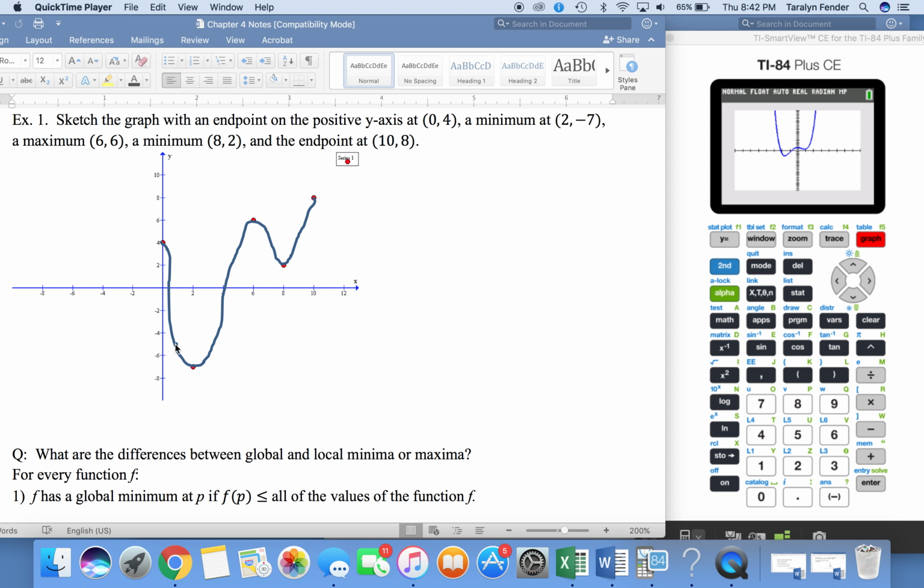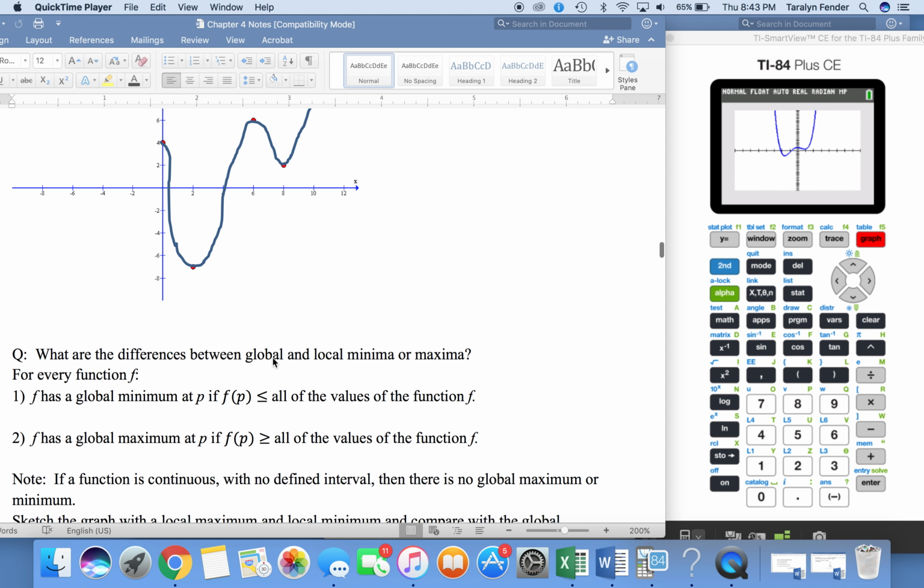So I sketched this in with my hand, of course, and we can see the graph. What are the differences between global and local maxima and minima?